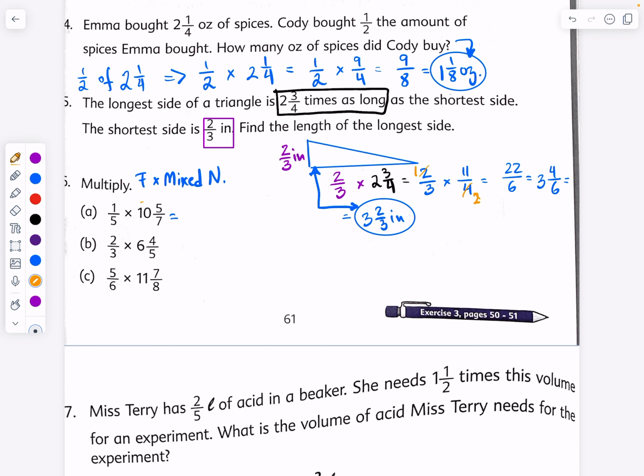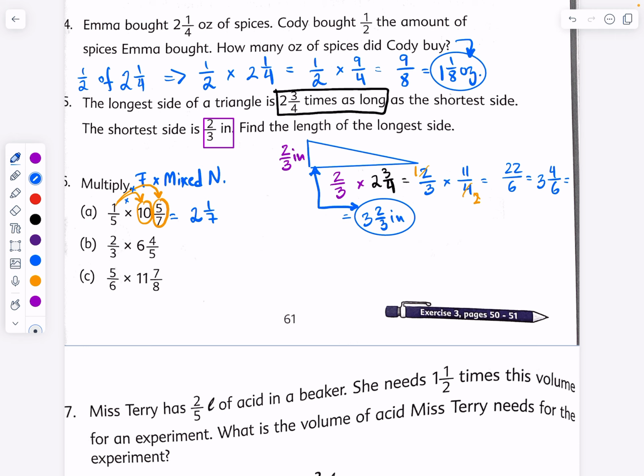Step 1, consider the whole. Step 2, consider the fraction part. What is 1/5 of 10? And then what is 1/5 of 5/7? So 1/5 of 10 is 2, right? We multiply. And what is 1/5 of 5/7? It is just 1/7. Look how easy it is. No need to convert. And when you can find fractions of the wholes that easily, that would be your fastest method. But let's consider example C.